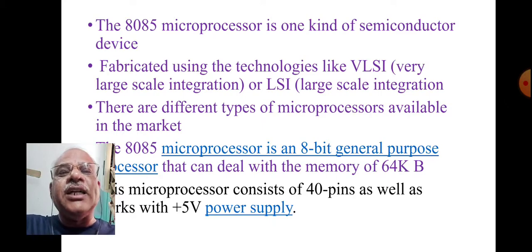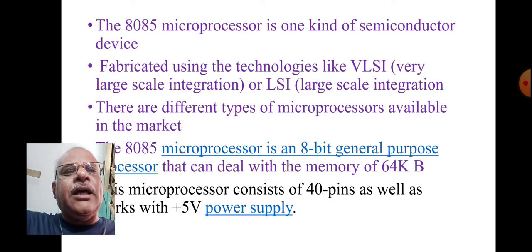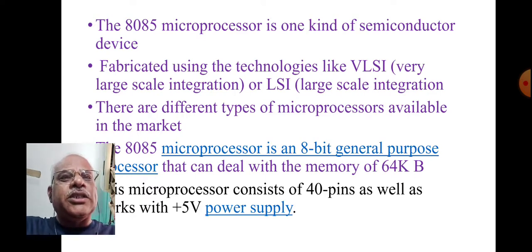But we want to discuss the very basic principle of the microprocessor. Therefore, we are starting from the 8085 microprocessor, manufactured by Intel, whose architecture is very easy to understand. And after understanding the architecture of the 8085, we will be able to understand the most complicated microprocessors also. So we will be discussing the 8085 microprocessor. It can deal with 64 kilobytes of memory, which we will see in due course. Now, this microprocessor consists of 40 pins.